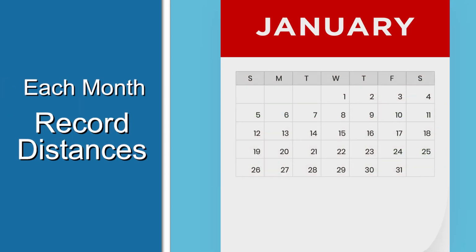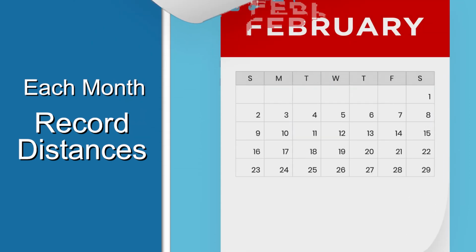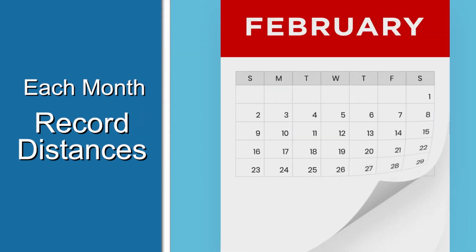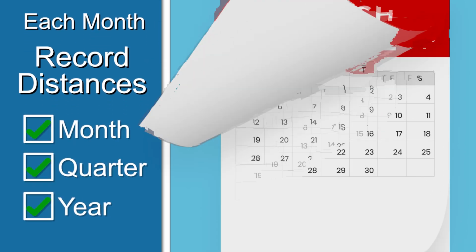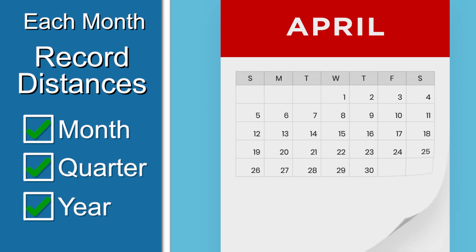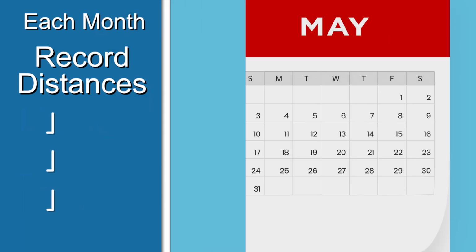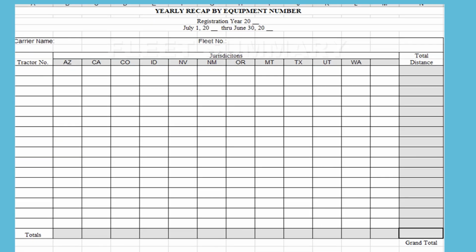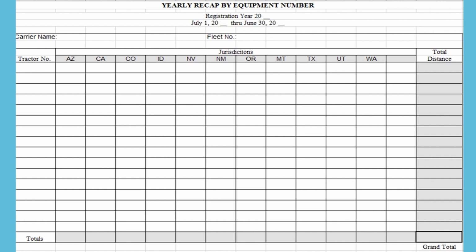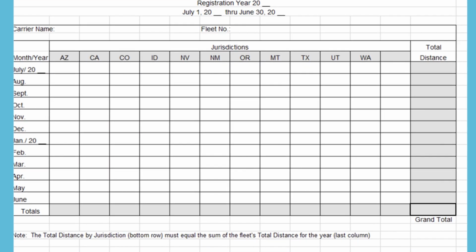At the end of each month, you'll need to record the distance each vehicle in your fleet traveled within each jurisdiction. This will make it much easier to track mileage for each month, quarter, and year, and to prepare the Schedule B portion of the registration renewal. These are 2 other examples of fleet summaries for all your IRP apportioned vehicles. The one on the left is broken down by unit number. The other is by month.